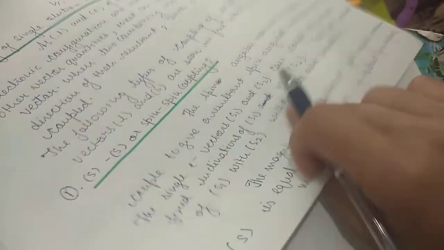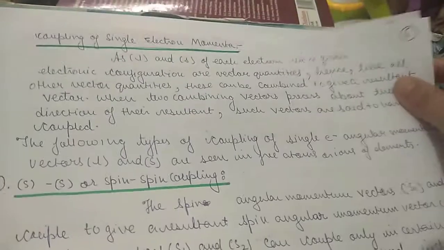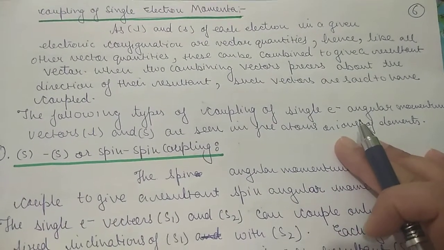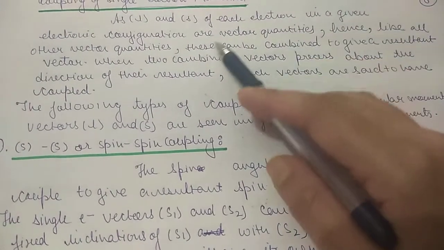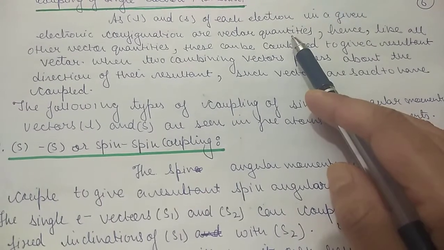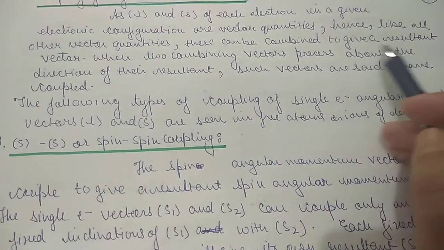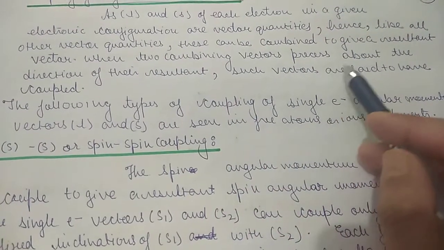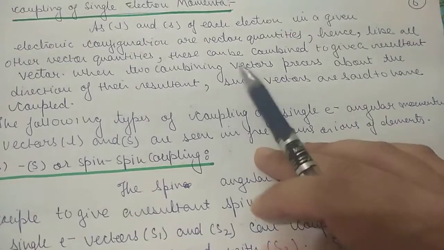Then next we have coupling of single electron momenta. As L and S, each electron in a given electronic configuration has both L and S, and they are both vector quantities. Hence, like all other vector quantities, they can be combined to give a resultant vector. When two combining vectors precess about the direction of the resultant, such vectors are said to be coupled.